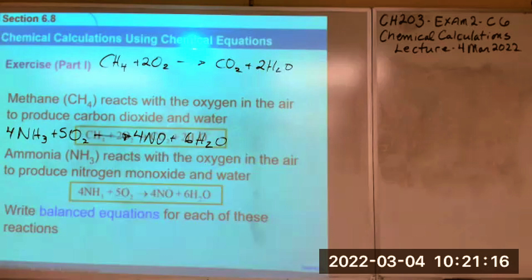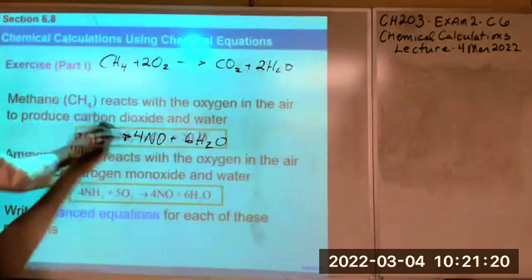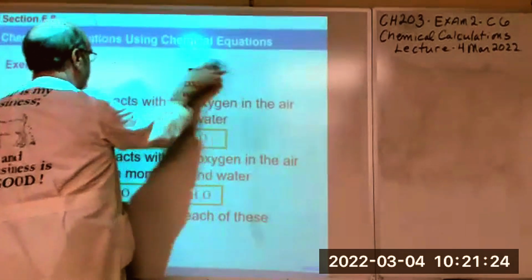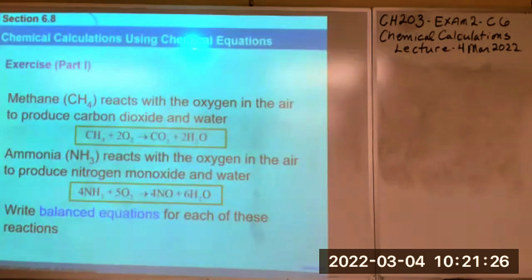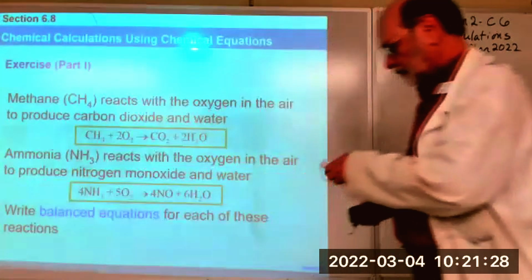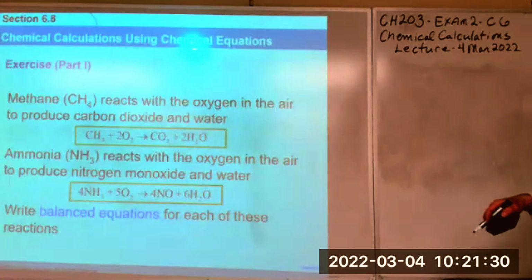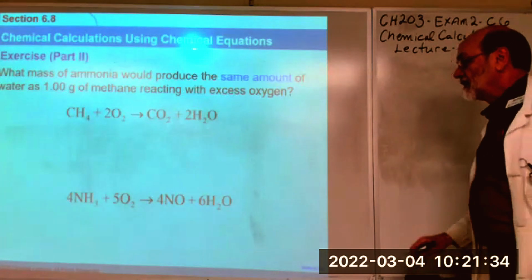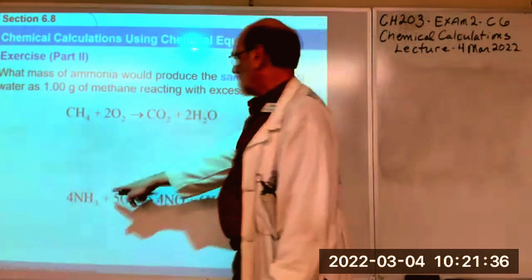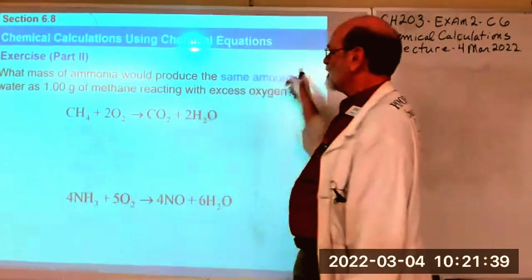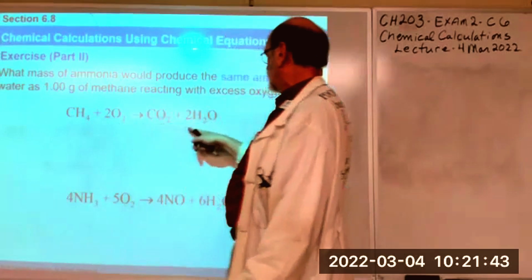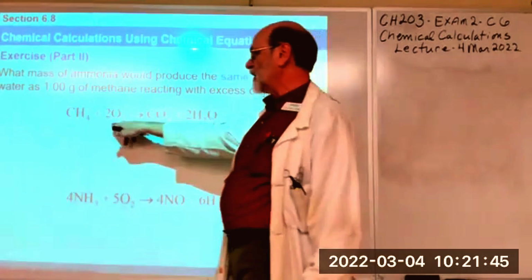Let's see, did I do it right? Yeah, I did it right. Okay. So let's get these out of the way. We balanced those equations. Now what? Now the question is, what mass of ammonia would produce the same amount of water as 1 gram of methane reacting with excess oxygen?